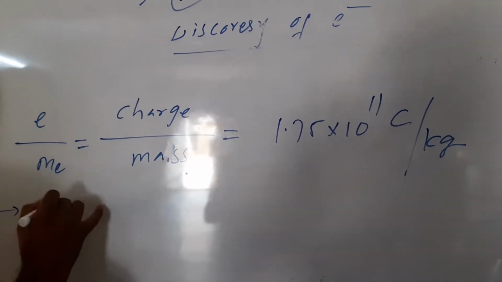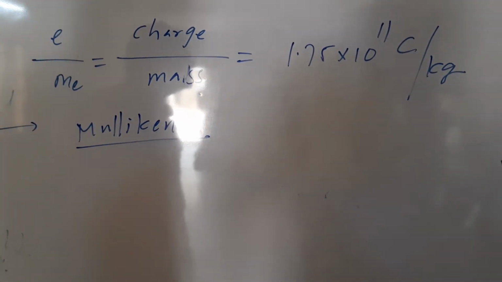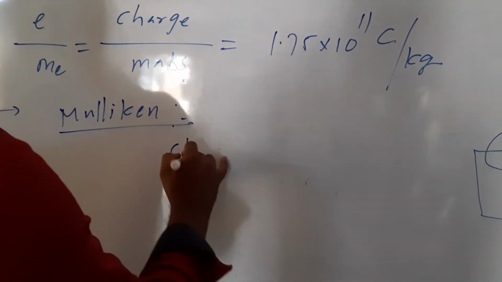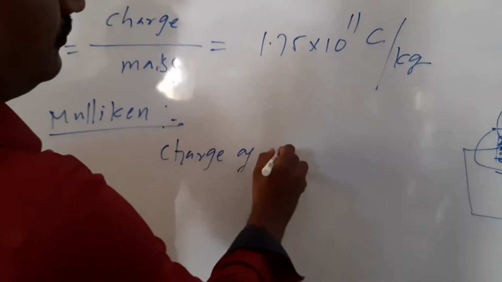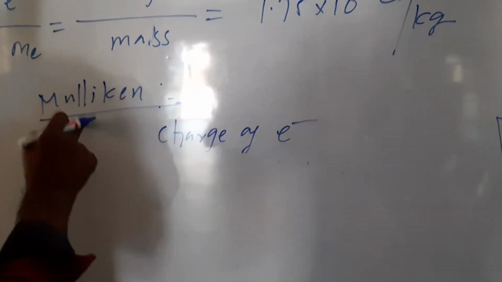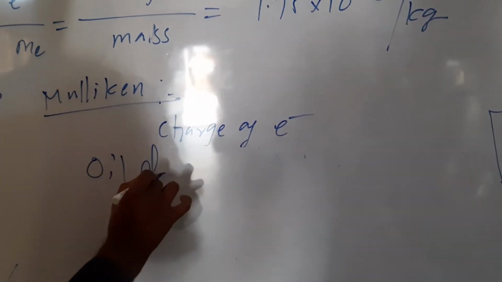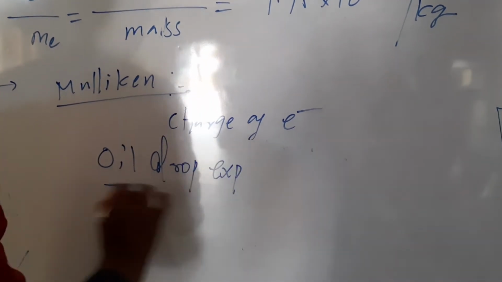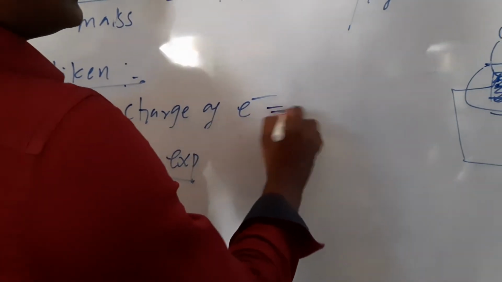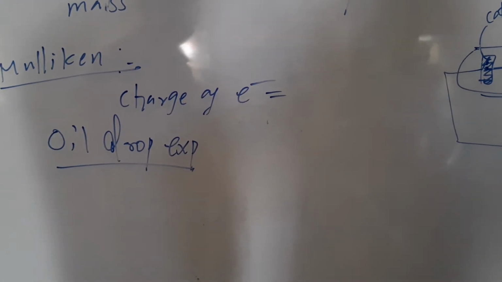And then after that, Millikan calculated the charge on the electron. This is the charge to mass ratio of the electron, and the charge of the electron was calculated by Millikan by the oil drop experiment. Millikan calculated the charge of the electron by the oil drop experiment.